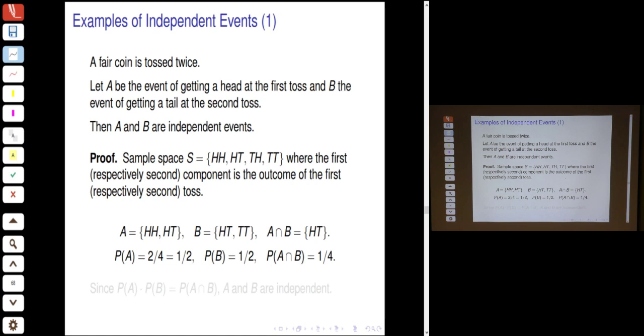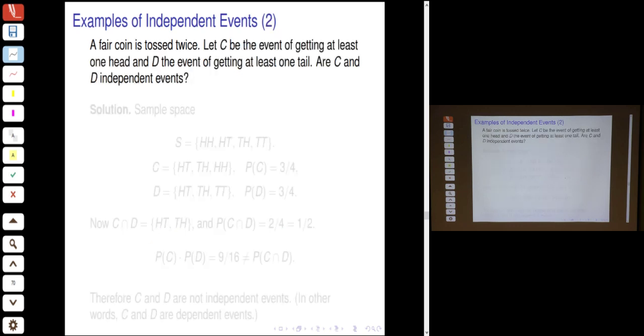Now let's calculate the numbers. So probability of A is half, probability of B is half, probability of A intersect B is a quarter. Since it fits the formula, P(A) times P(B) is P of A intersect B, A and B are independent. Okay, so that confirms our definition is reasonable. Right? Okay, so now let's look at another example.